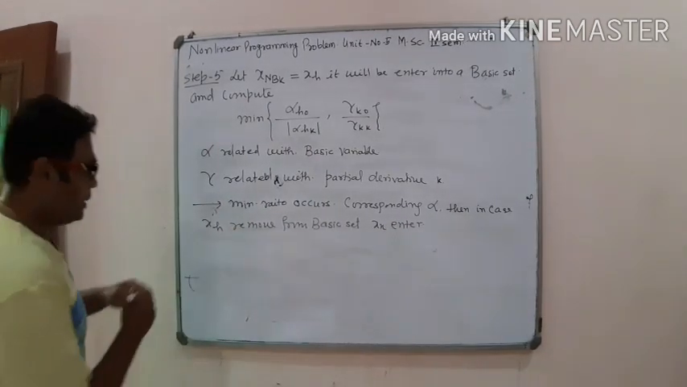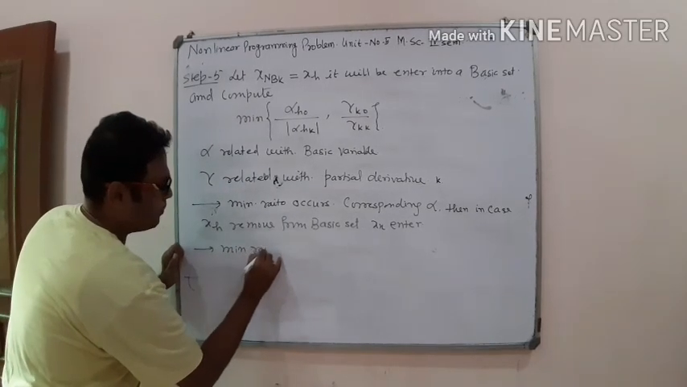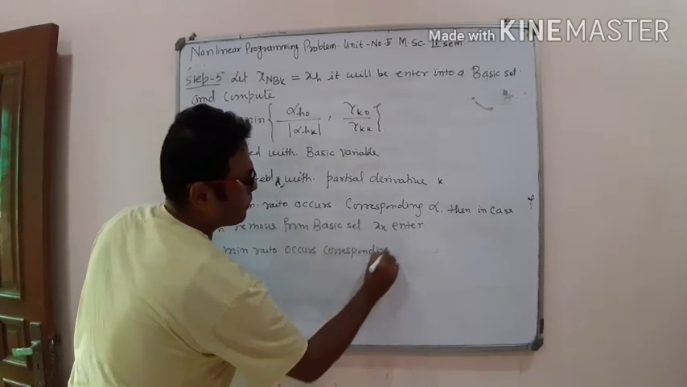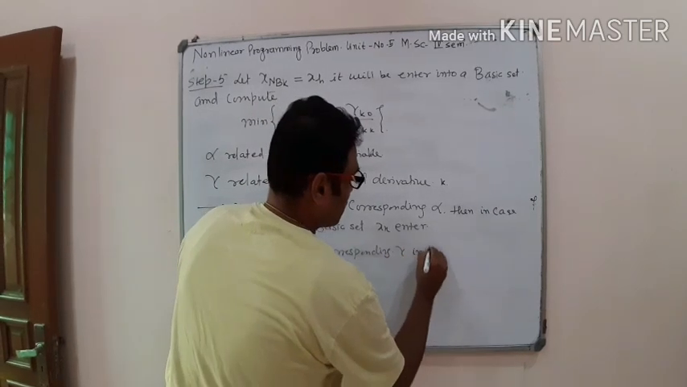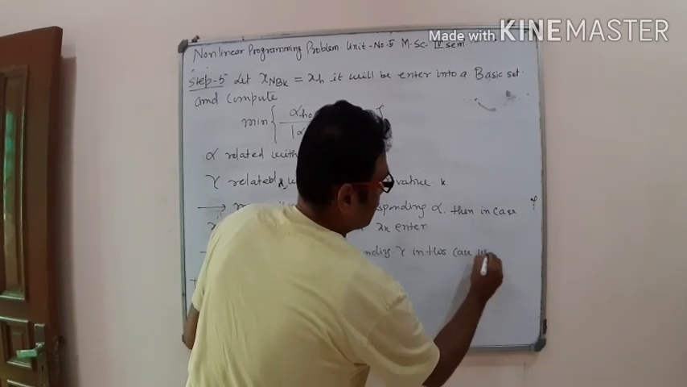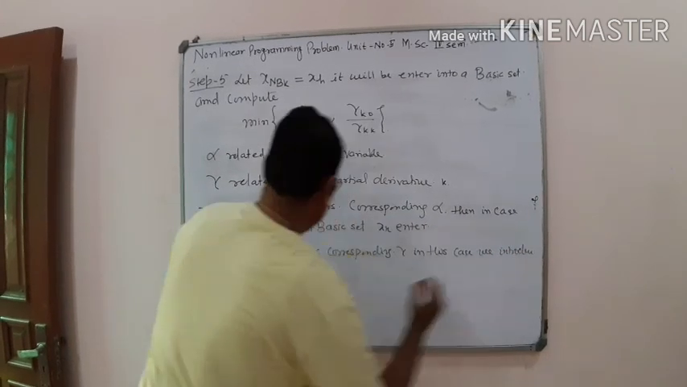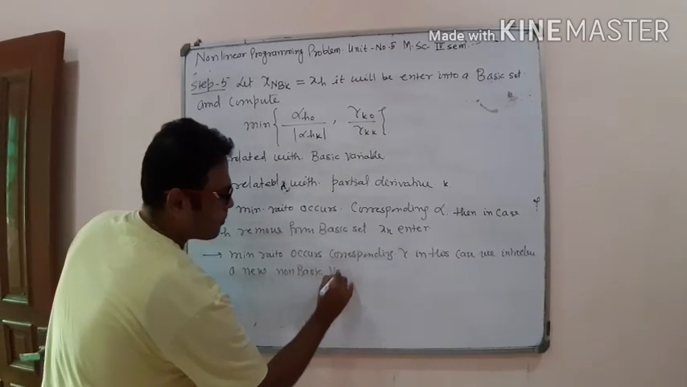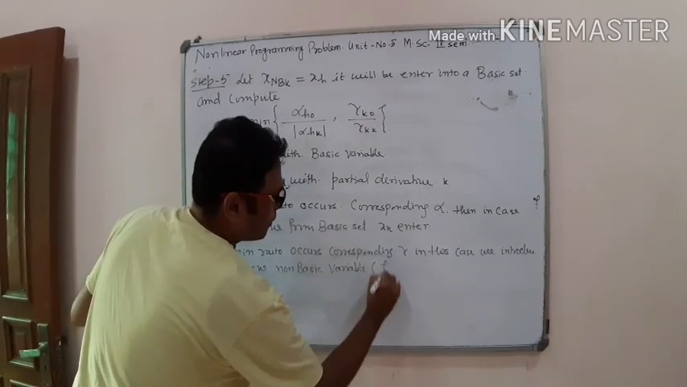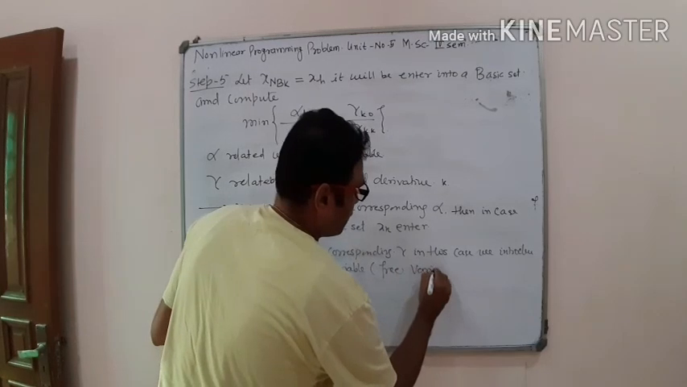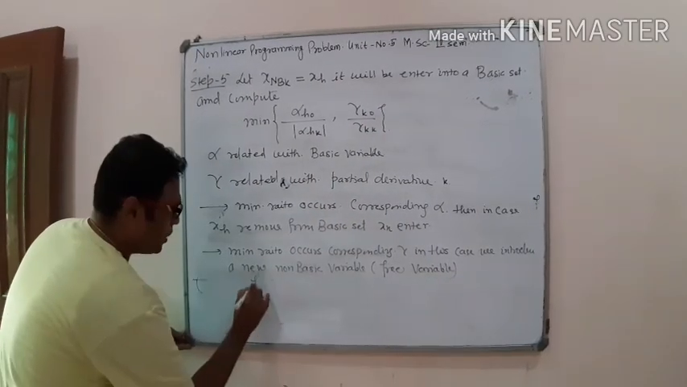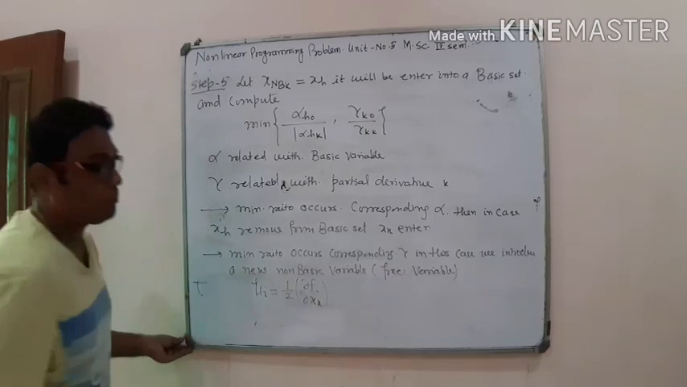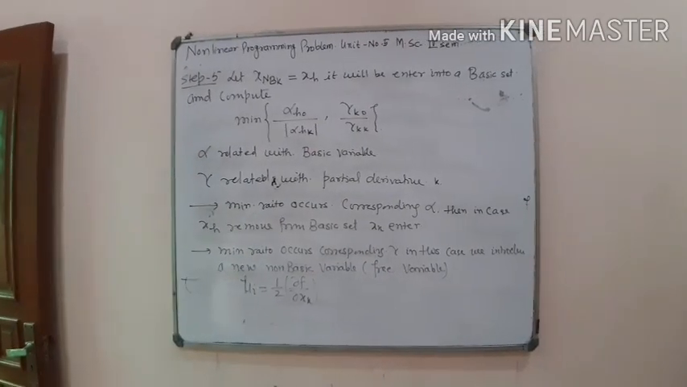If the minimum ratio occurs corresponding to gamma, in this case we introduce a new non-basic variable that is called a free variable, ui, which is equal to 1 upon 2 delta fx over xk. Introduce this new non-basic variable here.